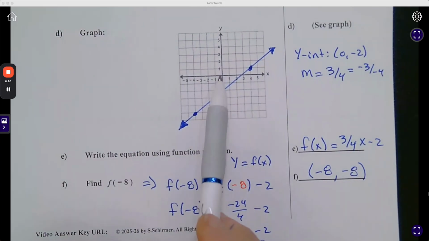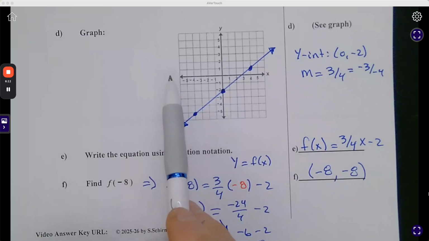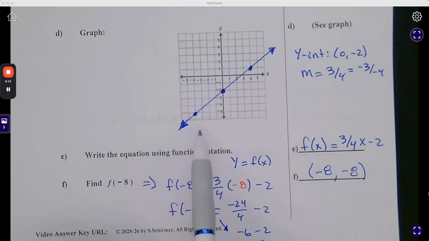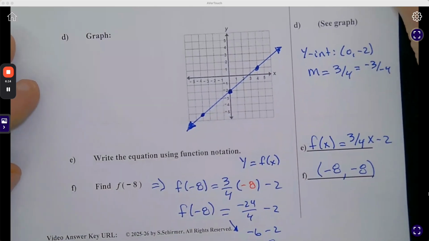Does that look like it'd be about right? If I go negative 8, it'd be about here, and I come down. Doesn't that look like it would land right about at negative 8 down here? Right? So I feel like that's very, very good mathing right there.